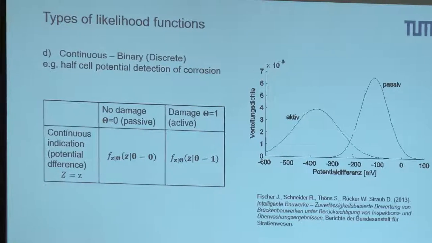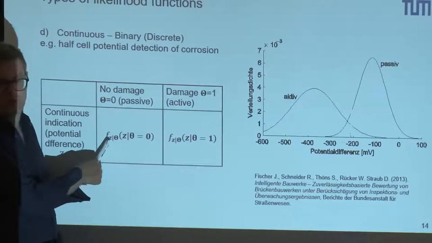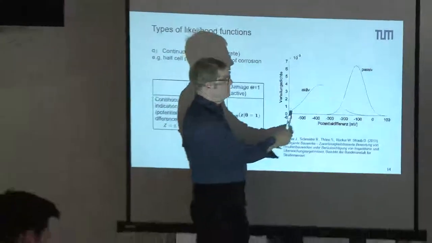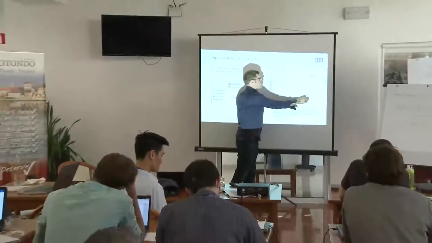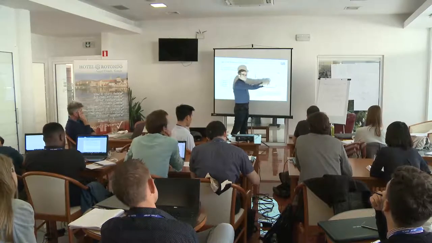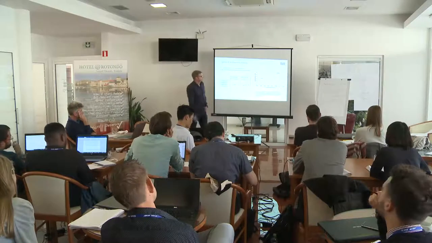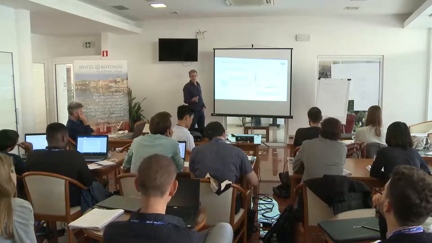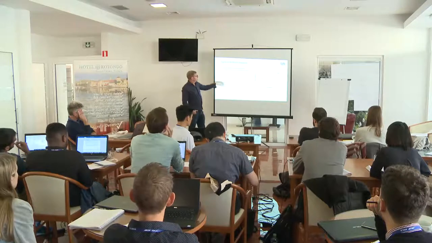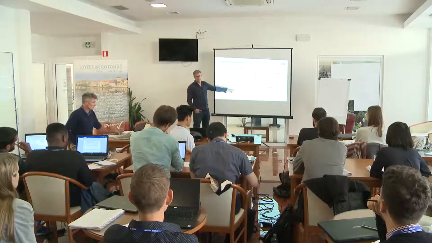So the likelihood function in this case is a probability distribution, or probability density, conditional on the discrete condition. We have one for the active case and one for the passive case. And if you have multiple discrete states, you could also have multiple of those. Again, this is the likelihood function. It tells us the probability, or the probability density, of a specific outcome given the condition.